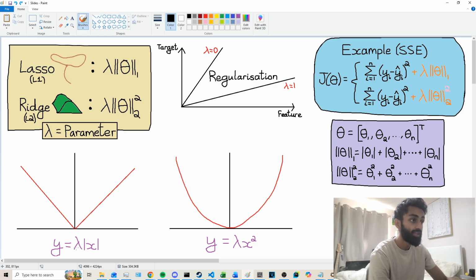Unlike this, y equals lambda x squared corresponds to Ridge. As you can see, we're squaring the parameters here. This is smooth everywhere, and the amount you penalize decreases as you get closer to the origin. In fact, because the gradient is 2 times lambda times x, a linear function of x, the penalty is proportional to the size of the parameter. And it's differentiable everywhere, unlike lambda times the absolute value of x, which can't be differentiated at the origin.